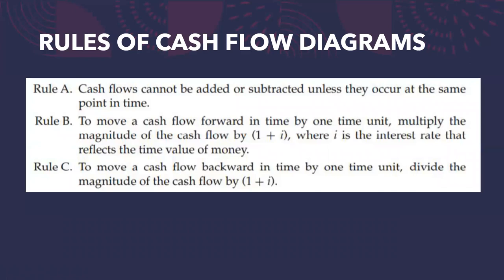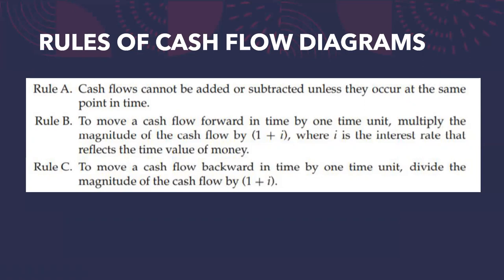So for the time being, the main three rules of these cash flow diagrams are: Rule A is cash flows cannot be added or subtracted unless they occur at the same point in time. Either we should convert into the equivalent value of a particular period, or else we can't do addition or subtraction of cash flows if they did not happen at the same point in time. That is rule A.